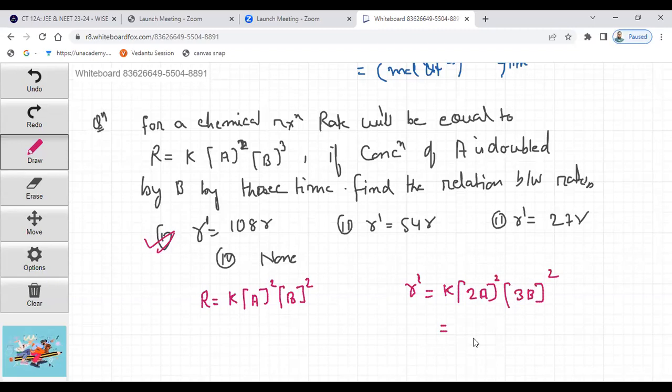This will be equal to 4 into K into A squared, into this 9 will be multiplied. Sorry, this is 3, no? This is 3 cubed, so 27 will be multiplied, and this is B to the power 3. So this value will be equal to 108 into R. Option A is the correct answer. Please take a screenshot. After that I will discuss another one.